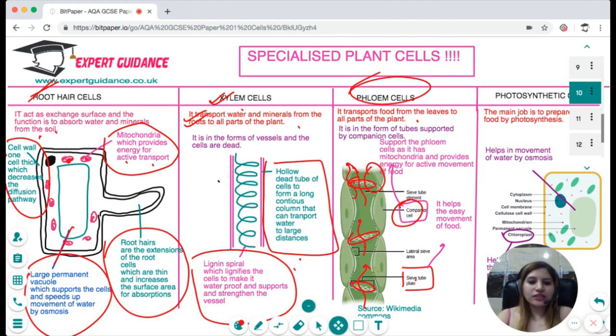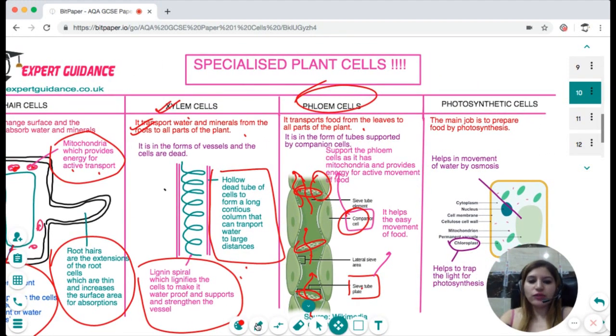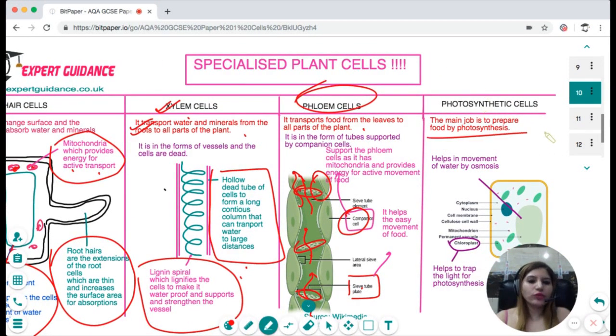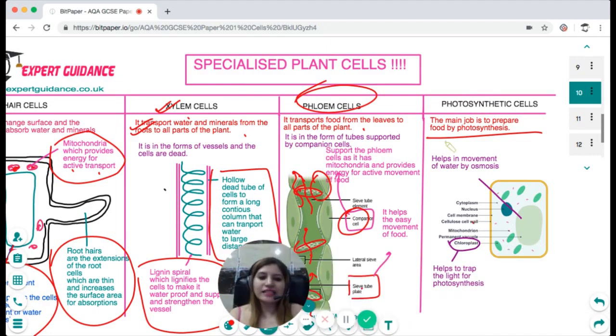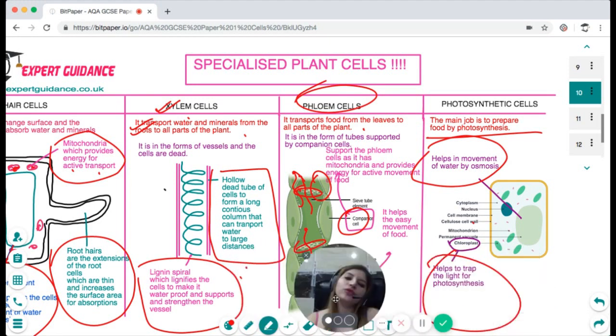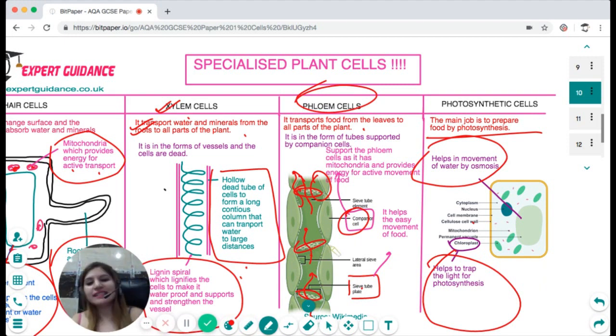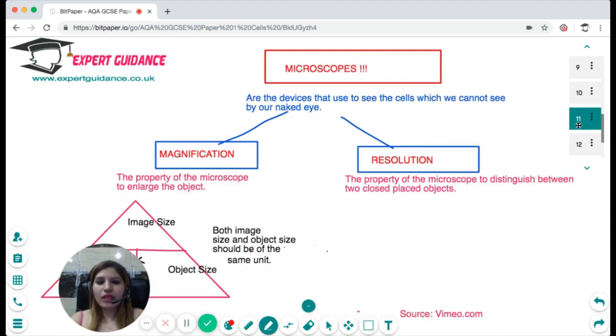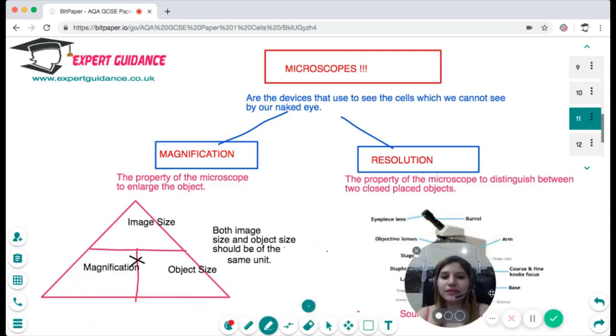The last is the photosynthetic cell. The function of the photosynthetic cell is to prepare food by photosynthesis. So it has a large vacuole which helps in the movement of water by osmosis. It is having loads of chloroplasts that helps it to trap light for photosynthesis. Also, these cells lie flat onto the leaf surface so that they can easily absorb water and carbon dioxide for quick photosynthesis. Okay, so I hope these special plant and animal cells are clear to you.